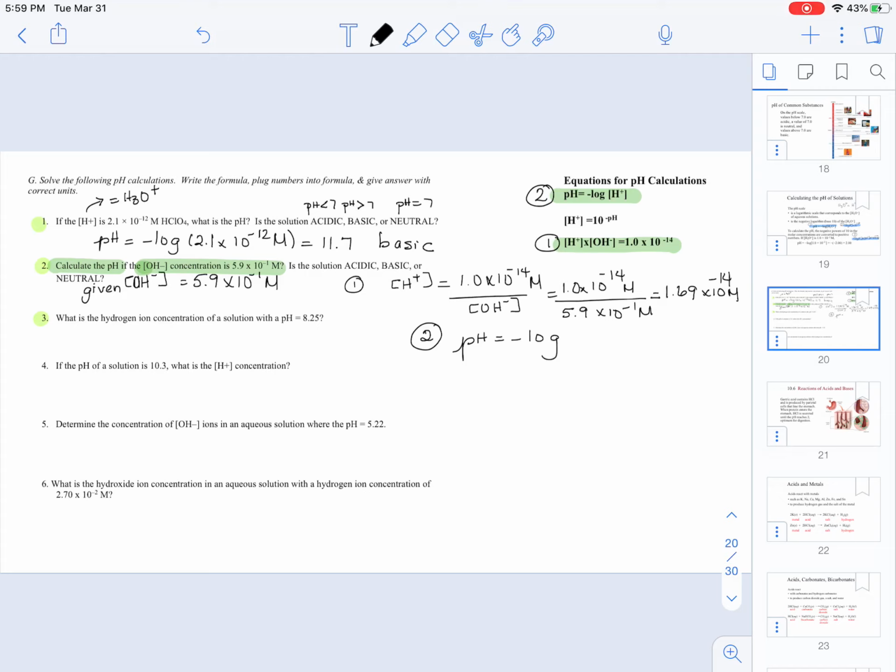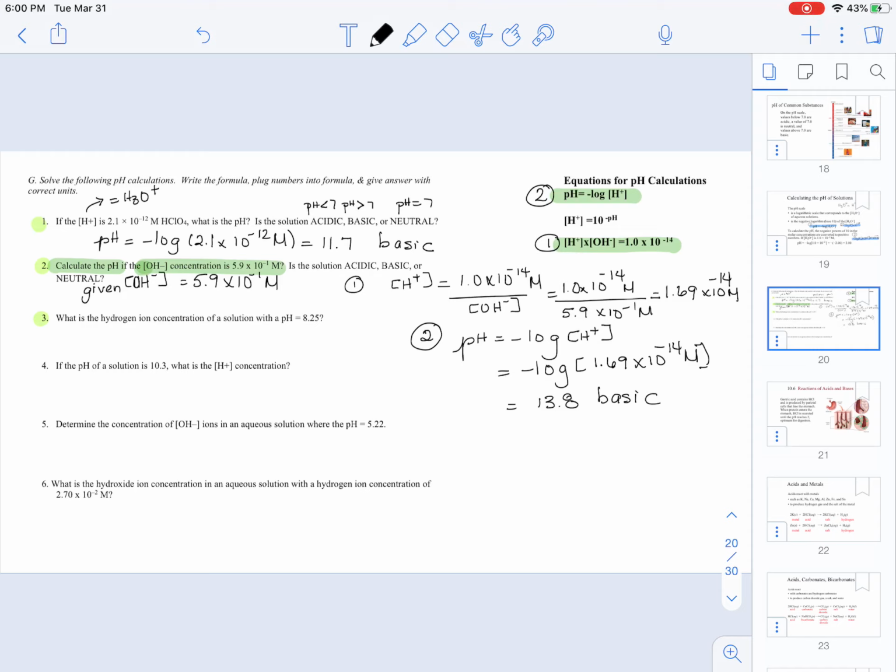So the negative log of H plus is going to equal the negative log of what we found in result number 1, which is 1.69 times 10 to the negative 14 molar. When we put that in the calculator, we get a result of 13.8, and at a value of 13.8, that means that our solution is also basic.